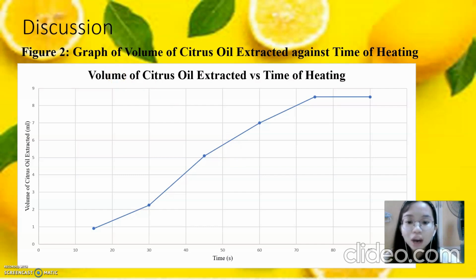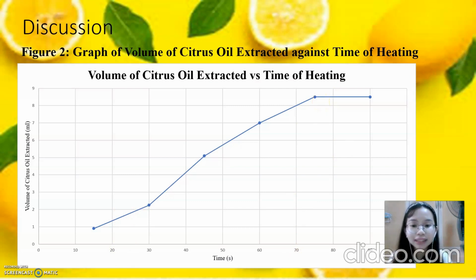According to figure 2, it is observed that with the increase of distillation time, the volume of citrus oil increases until it reaches the maximum at 75-minute duration. Any further increase in time after 75 minutes has no effect on the oil yield. At 15 minutes, the amount of oil extracted was 0.9 ml, while at 75 minutes, the amount was 8.5 ml.